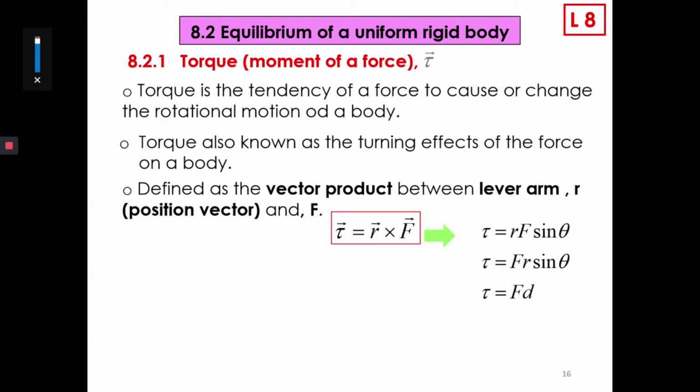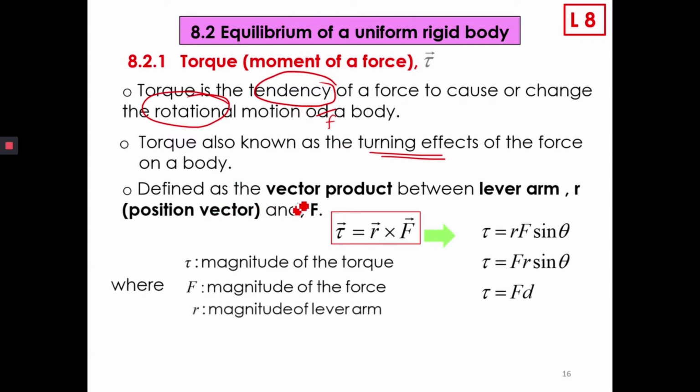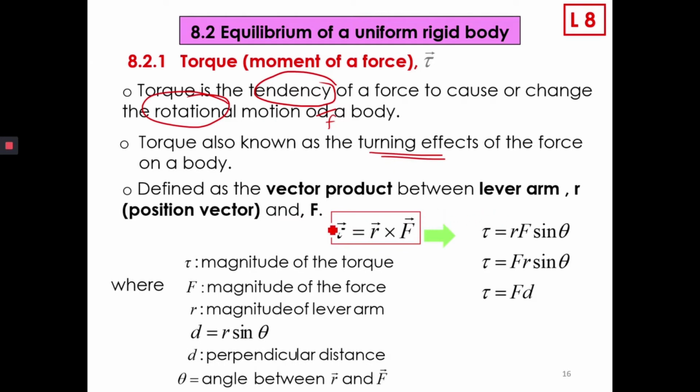Torque is the tendency of a force to cause or change rotational motion of a body. Okay, so it is the tendency for rotational motion. Torque is also known as the turning effect of the force. Torque is defined as the vector product of the lever arm and force. So you have torque equals r cross F. The cross F indicates your torque is a vector product.